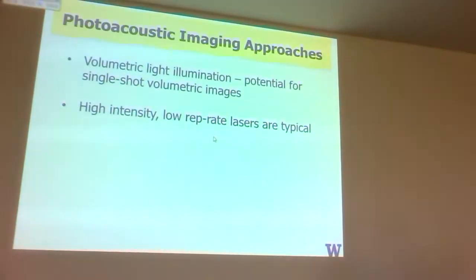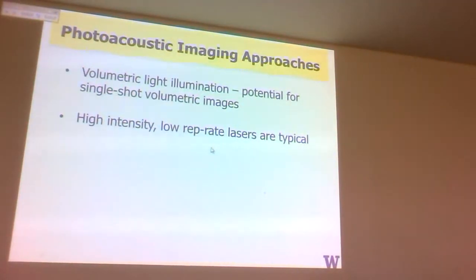The laser sources typically are very high intensity, low repetition rate lasers. And the reason for that is you have these two safety standards, one on fluence, one on radiance. Millijoules per centimeter squared, so in one pulse what you're able to get, and watts per centimeter squared, your average power. What you want to do, ideal case, is get up to that fluence all in one pulse.